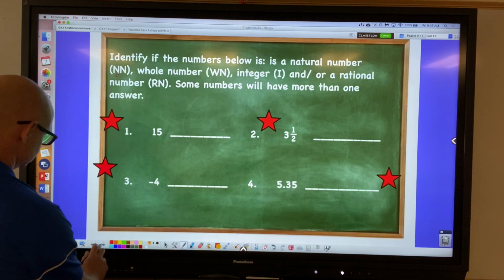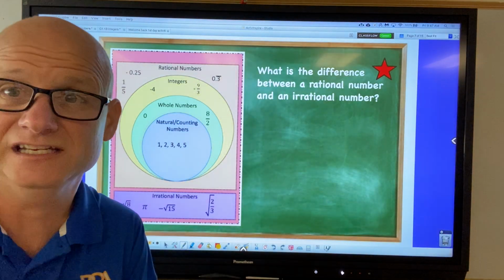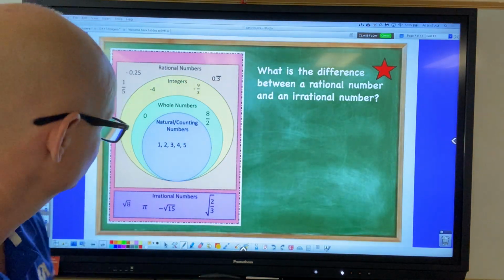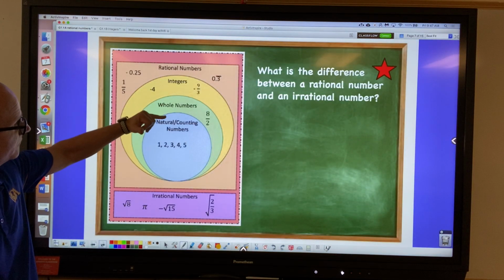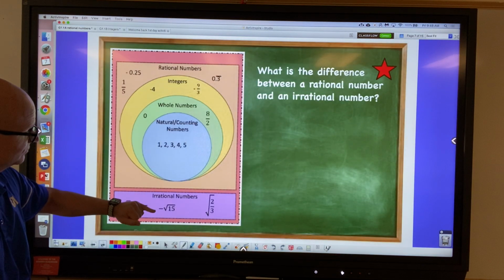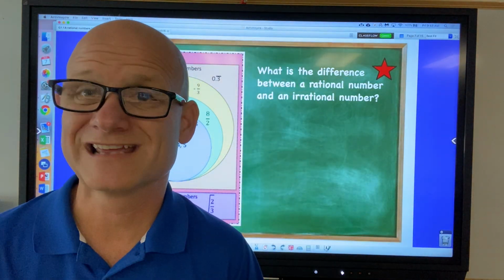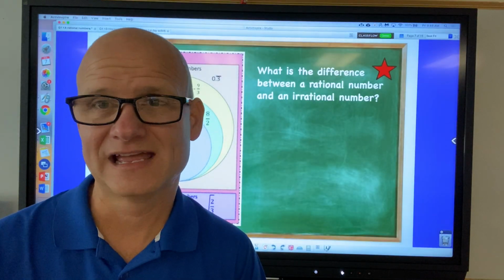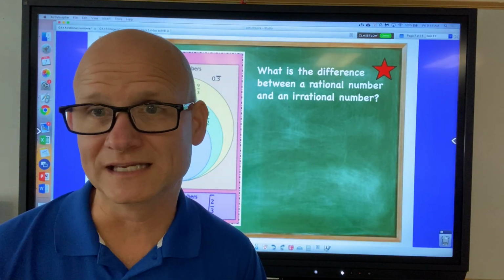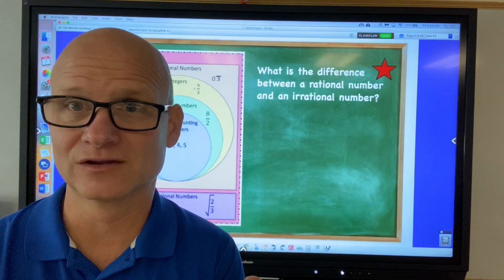And the other thing I want you to do is, the one thing we didn't really talk about is irrational numbers. If you look at this chart, natural numbers, whole numbers, integers, rational numbers, and then here's irrational numbers. Irrational numbers are numbers where when you write it as a decimal, it doesn't terminate and it doesn't repeat. And the perfect example of an irrational number is pi, right?